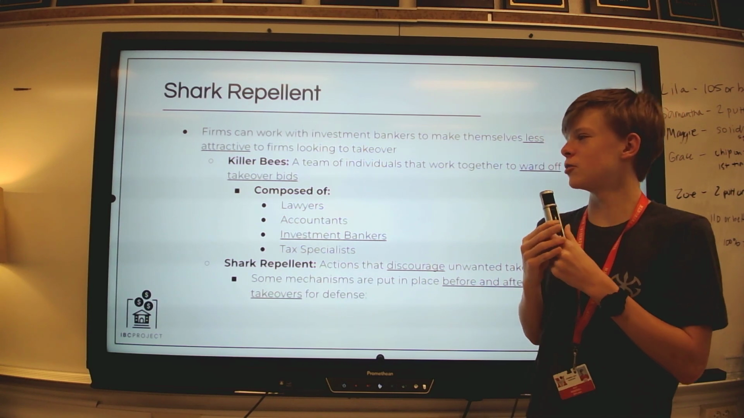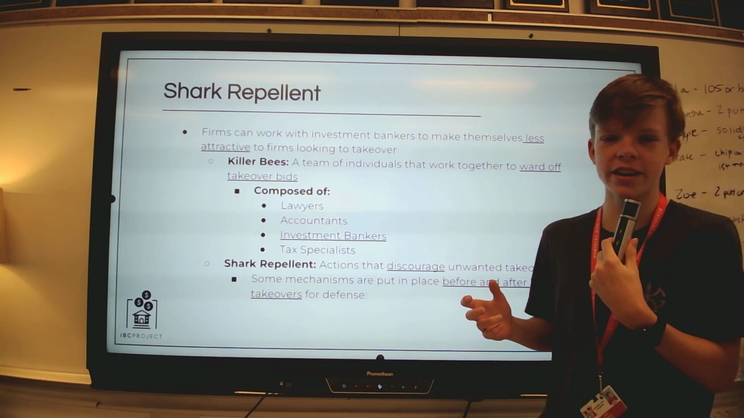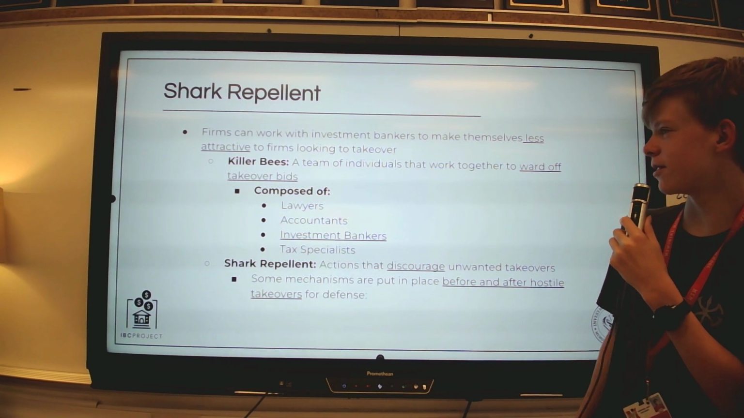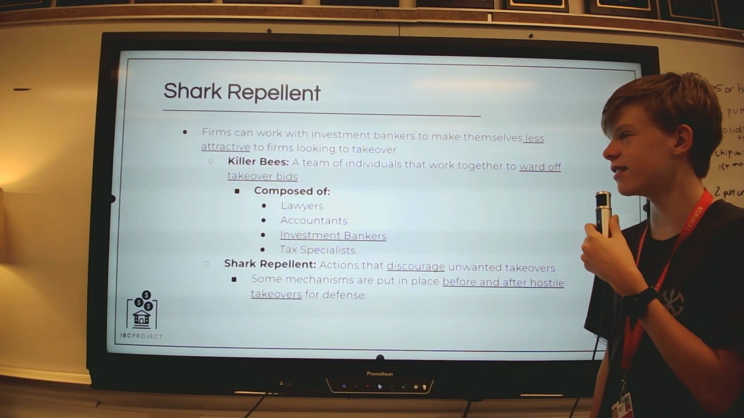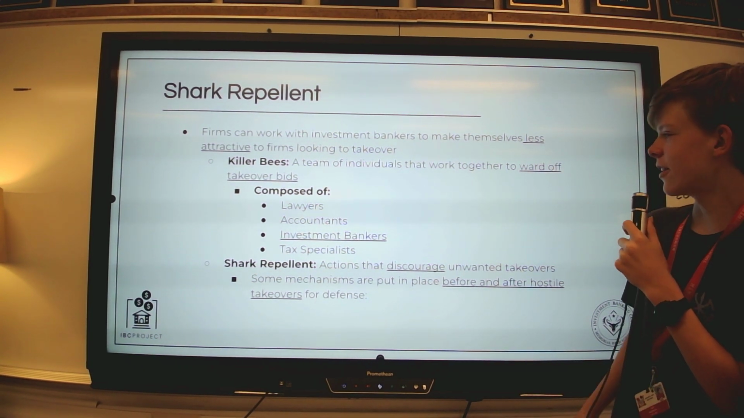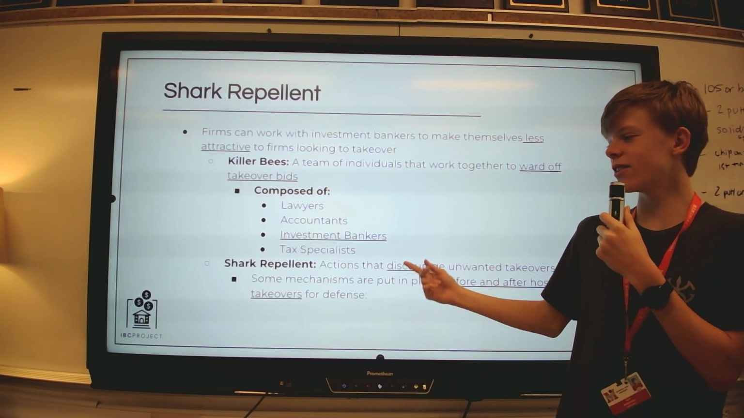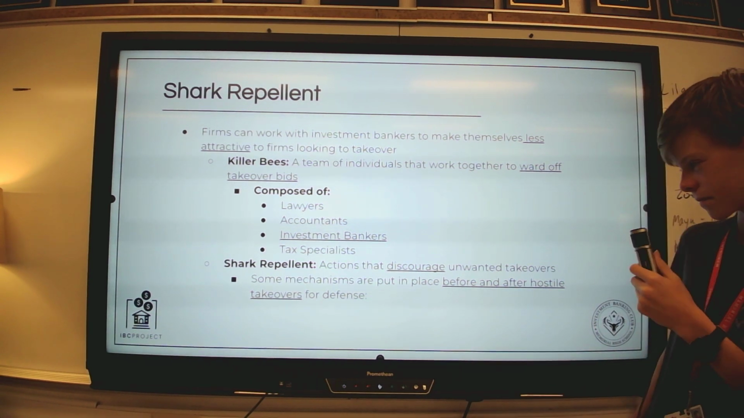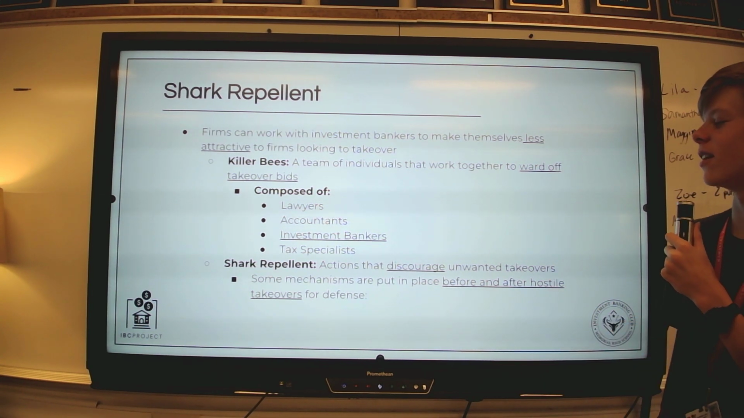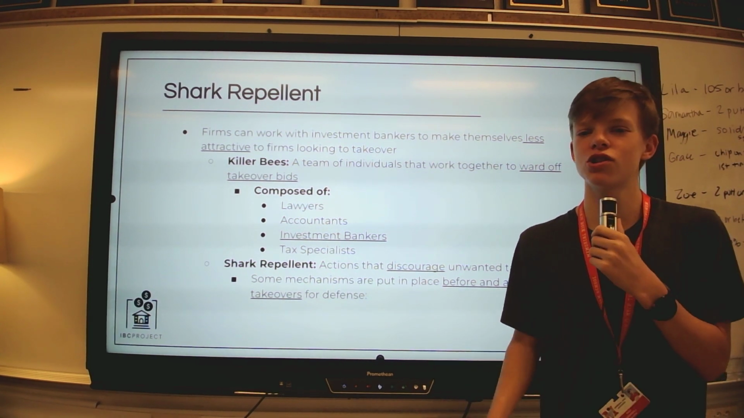Shark repellent is basically companies trying to get away the sharks, the big investors trying to do a hostile takeover onto them. Firms can work with investment bankers to make themselves less attractive to other firms looking to take them over. Killer bees is a team of individuals that work together to ward off takeover bids. This could be lawyers, accountants, investment bankers, and tax specialists. Shark repellent means actions that discourage unwanted takeovers. Some mechanisms are put in place before and after hostile takeovers for defense against these big sharks.